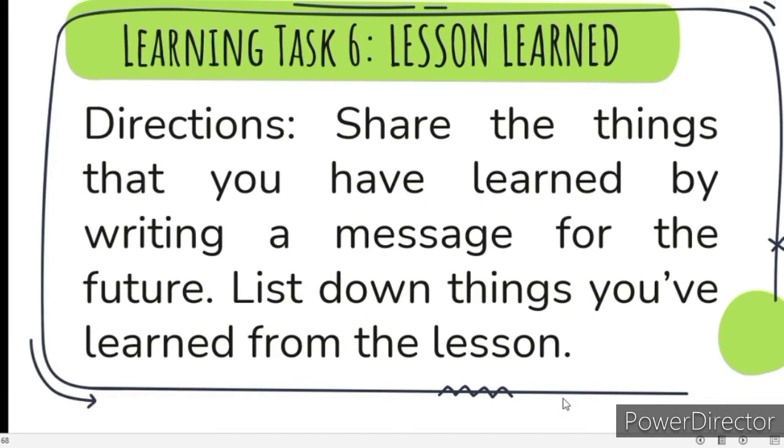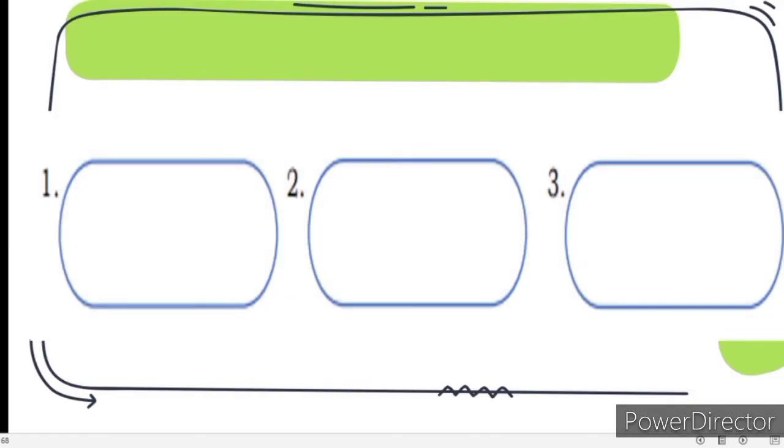Next activity, learning task 6, lesson learned. Share the things that you have learned by writing a message for the future. List down things you've learned from the lesson. For this task, remember to write 3 important things you learned about oral language so that you will always be reminded about this in the future.